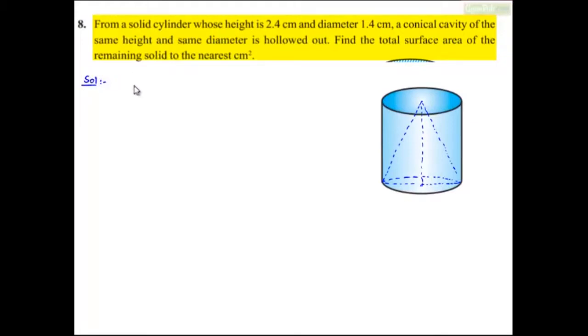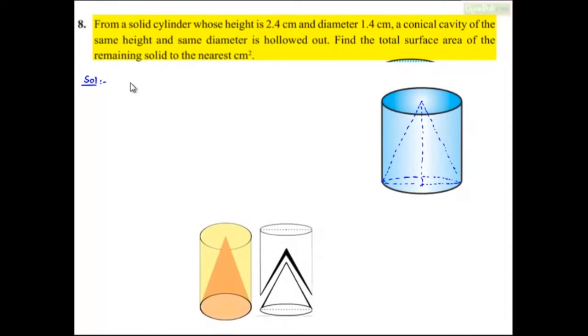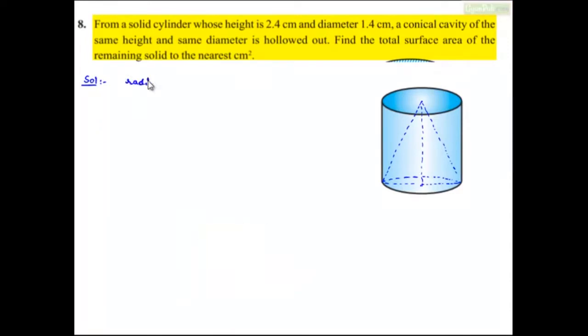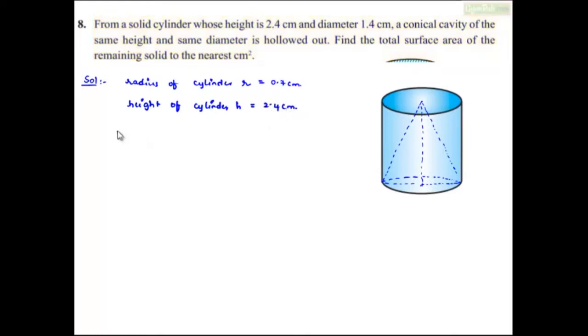Here he has given a solid cylinder from which the conical cavity is taken out. For that, the radius of the cylinder R is given by half the diameter, that is half of 1.4, which is 0.7 centimeter, and here the height of the cylinder or the cone is the same, h is given by 2.4 centimeters. Now he is asking to find the total surface area.